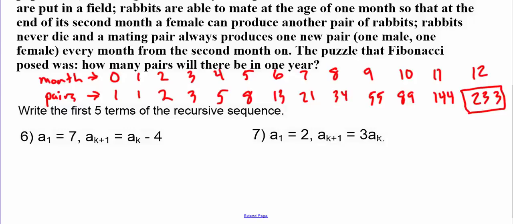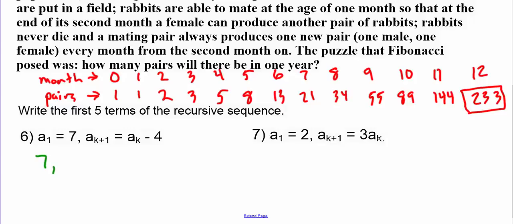Things to remember with a recursive, you're always going to have a formula like a sub k plus 1 equals kind of thing. And you're also going to always have to have the starting point, a sub 1. Now this says to list the first 5 terms in the sequence. Well, the first term is given to us. It's 7, so that's easy enough.